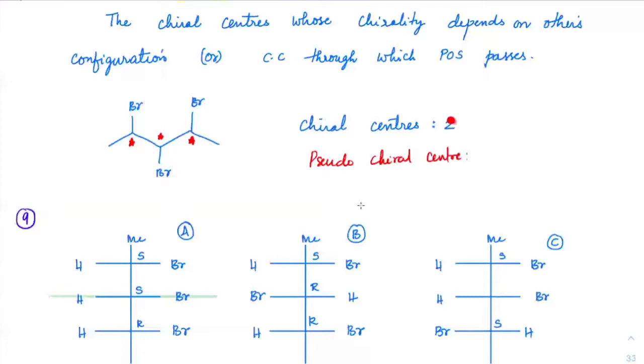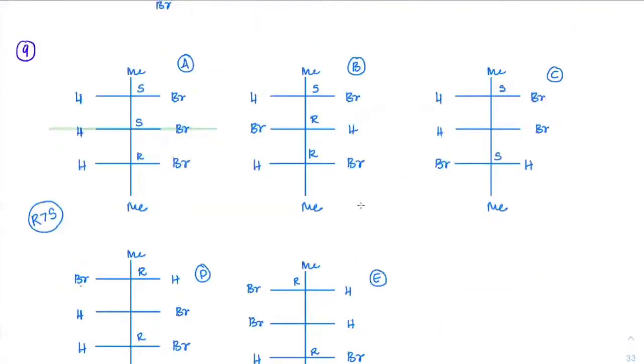This is called a pseudo-chiral center, but whether that exists or not depends upon their configurations. If we have S configuration up and R configuration down, and you know that in priority order R is greater than S.